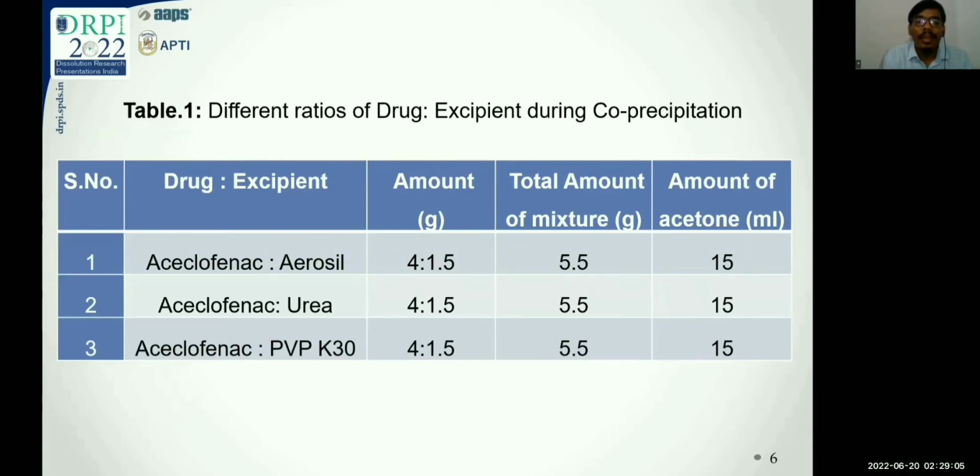These are the different ratios of drug and excipients we have used in co-precipitation method. The different excipients that we have used are Aerosil, urea, and PVP-K30. The amount of drug and excipients that are used in the ratios of 4:1.5 and the amount of solvent used is 15 ml.